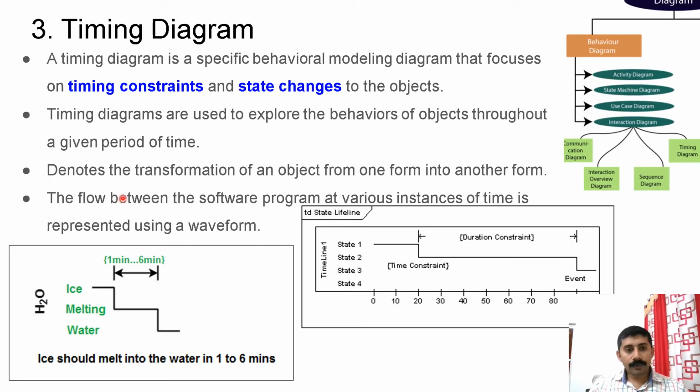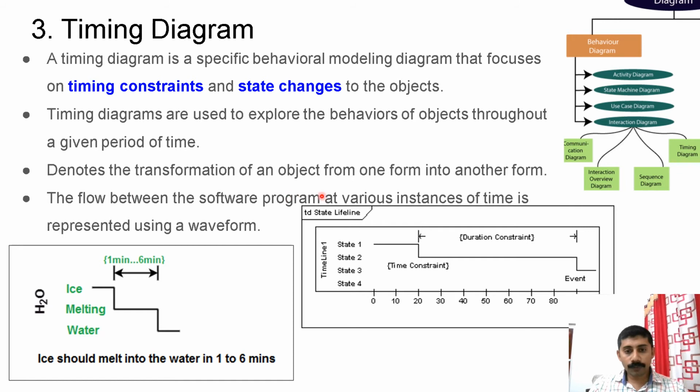The next type of interaction diagram is the timing diagram. As the name indicates, it is focusing on the timing of state transitions. A timing diagram is a specific behavioral modeling diagram that focuses on timing constraints and state changes of objects. Timing diagrams are used to explore the behaviors of objects throughout a given period of time.